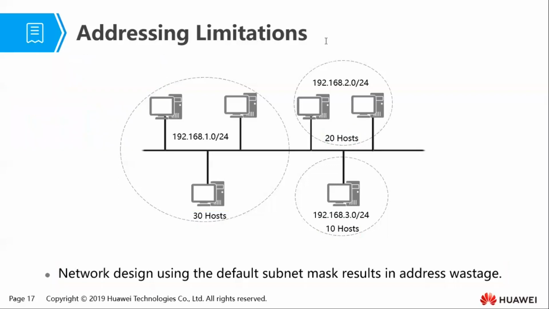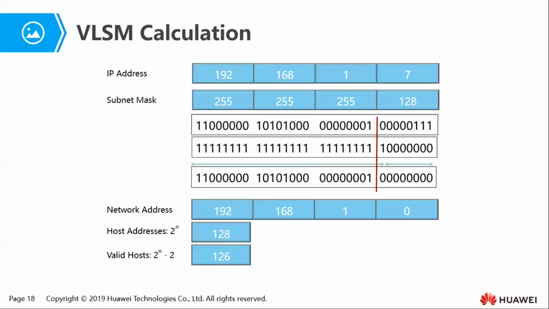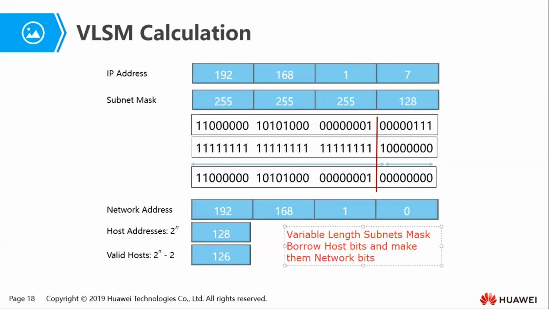So to avoid that, we have something called variable length subnet mask. Instead of using the default mask, we use a variable length subnet mask, VLSM. The concept of VLSM is quite easy. Generally in VLSM, we borrow host bits and make them network bits. In the mask, we borrow.